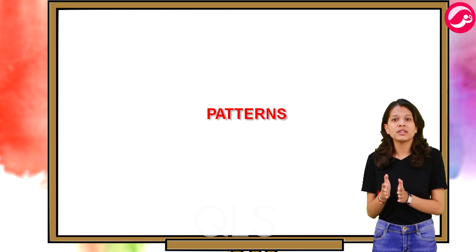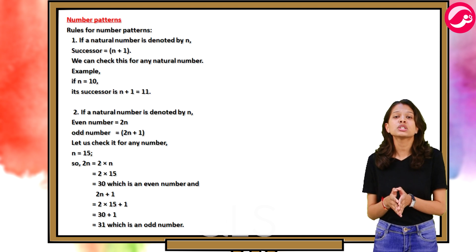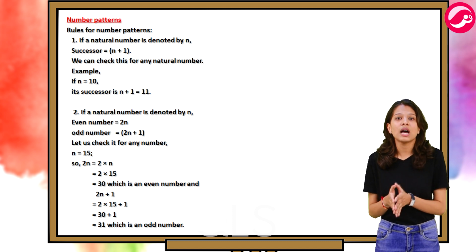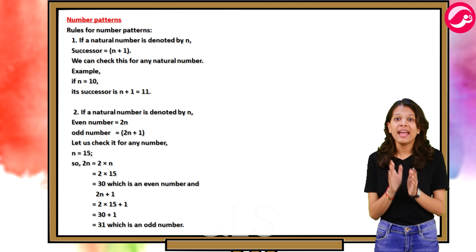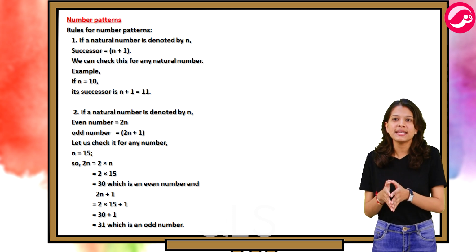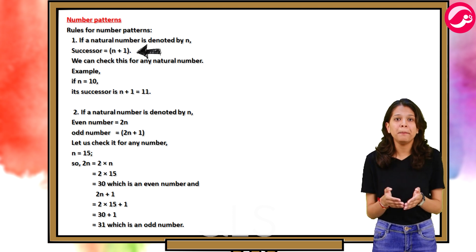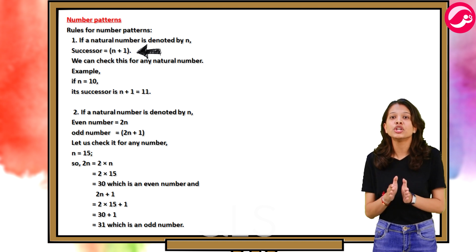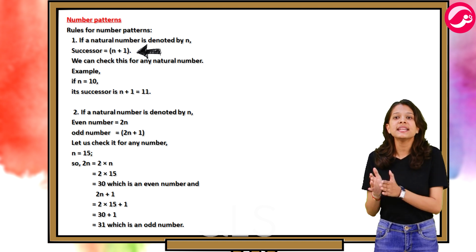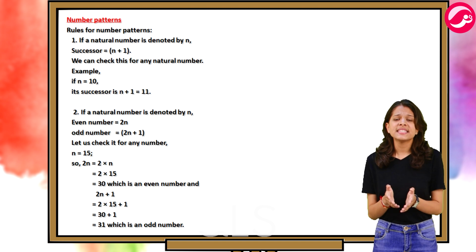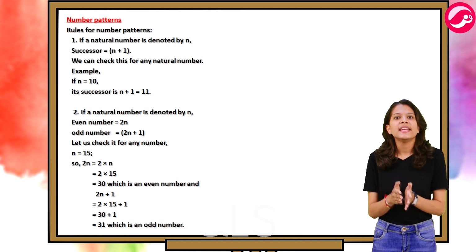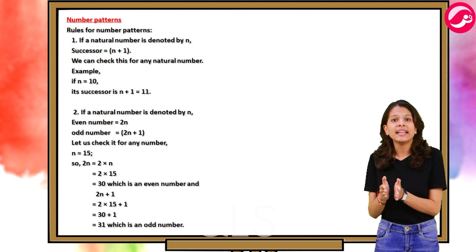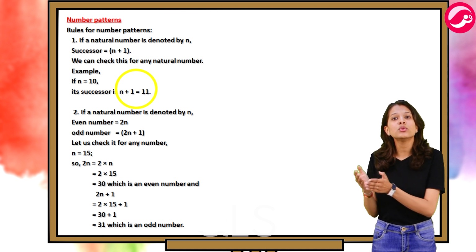Now the last topic for the chapter is pattern. The first one is number pattern. The rules are, first, if a natural number is denoted by n, its successor is n plus 1. I repeat, if a natural number is denoted by n, its successor is n plus 1. We can check this for any natural number. For example, if n is equal to 10, its successor is n plus 1, that is 10 plus 1, which is equal to 11, which is known.